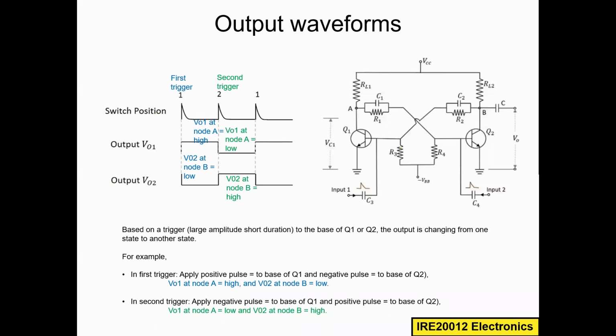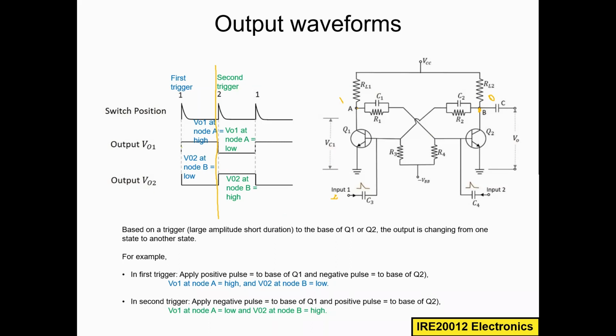Here you can see this is the circuit. This is the switch position, and this is the trigger signal. I apply the first trigger, that is the input 1. So then what will happen? V01 at node A is high here. Normally at node A, this is high. And V02 at node B, we just take the first column. V02 at node B is low. Low means 0, and high means high. That is the initial condition.